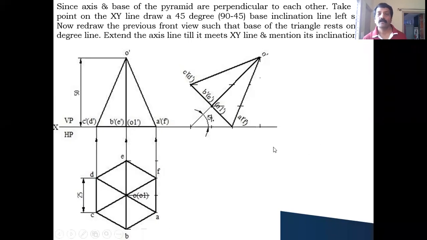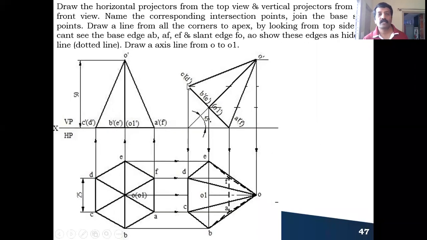Now to draw the top view, just keep drawing the vertical projectors from the front view and horizontal projectors like this from the top view. Okay, after doing this, you coincide the points. A is here, A dash is here, this is A. B is here, B dash is here, this is B. C is here, C dash is here, this is C.